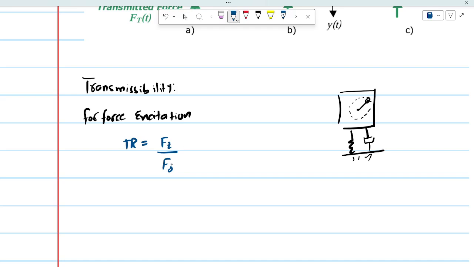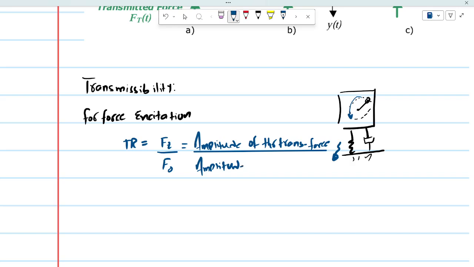So it's again output over input. It's a ratio between output and input. Here output is the force that is being transmitted to the foundation, and input is the force that is being generated by the system due to some reasons. So it is the amplitude of the transmitted force divided by the amplitude of the excitation force.